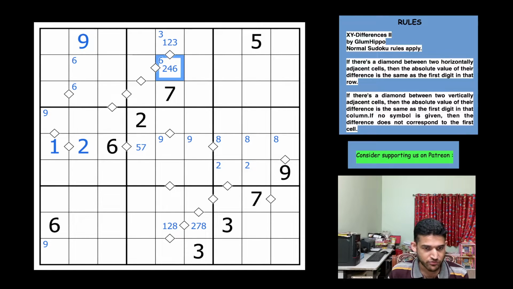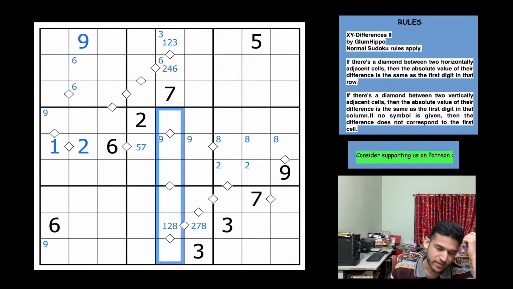Now, where does a 4 go in this column? A 4, okay. 4 can go with a 1, right? I thought it has to go with a 7. 1, 4, 7, 3, 6, 2, 5, 8 and 9. It's not possible. 3 and 6 is not possible. Right?